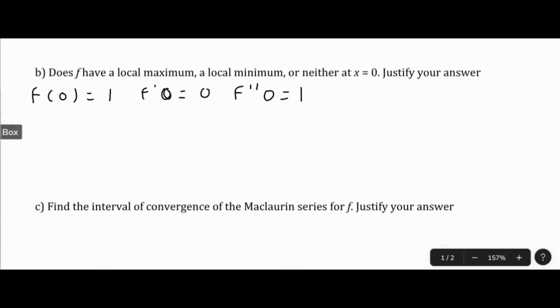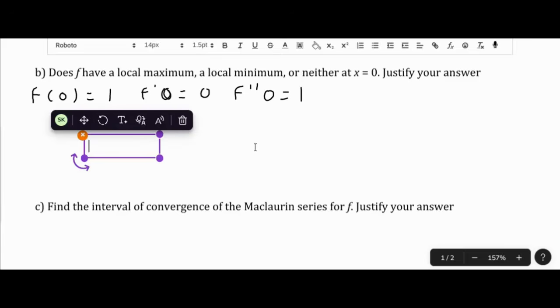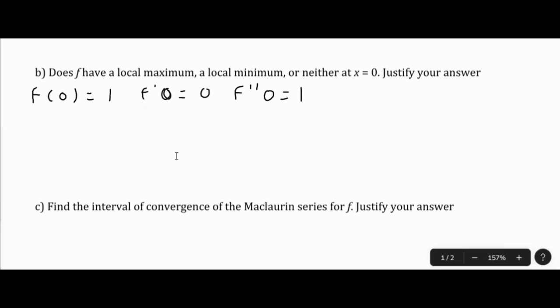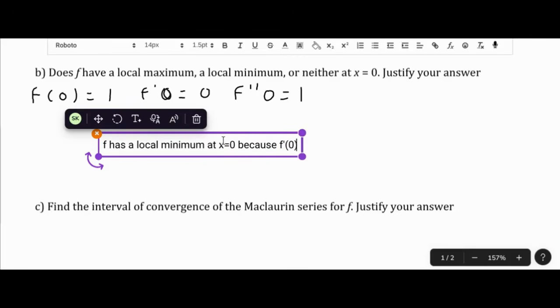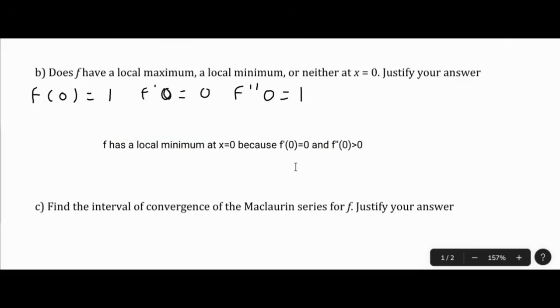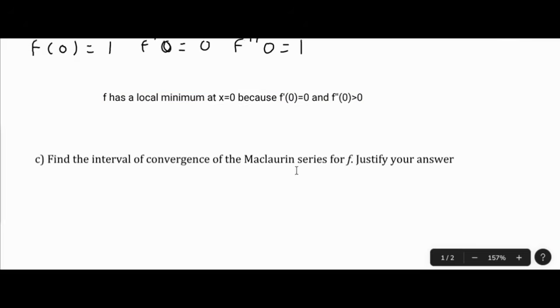So using this information, we can use the second derivative test to determine that f of x has a local minimum at x equals 0. So we can say that f has a local minimum at x equals 0 because f prime of 0 equals 0 and f double prime of 0 is greater than 0, or it's positive. So that's part B, pretty easy. Let's move on to part C.